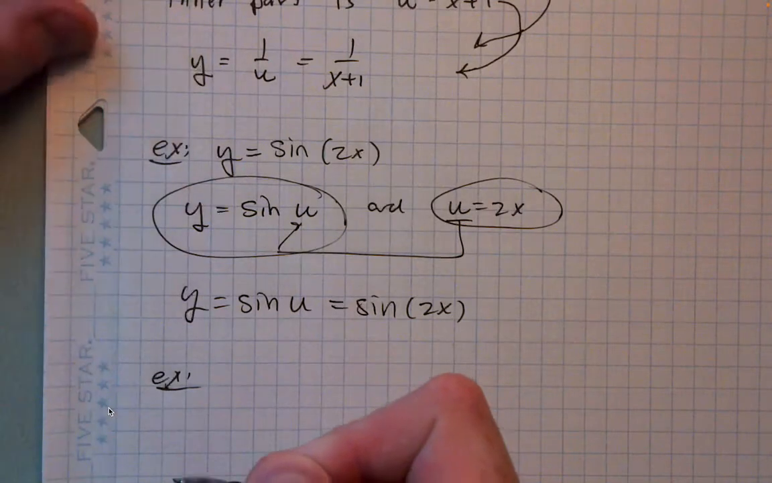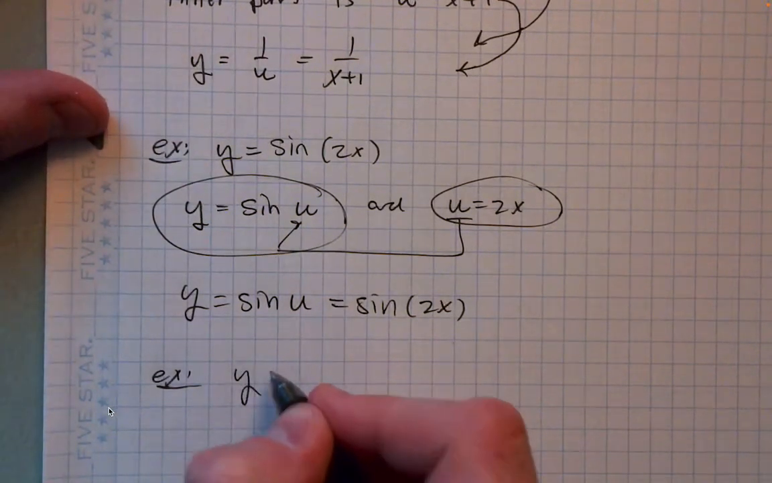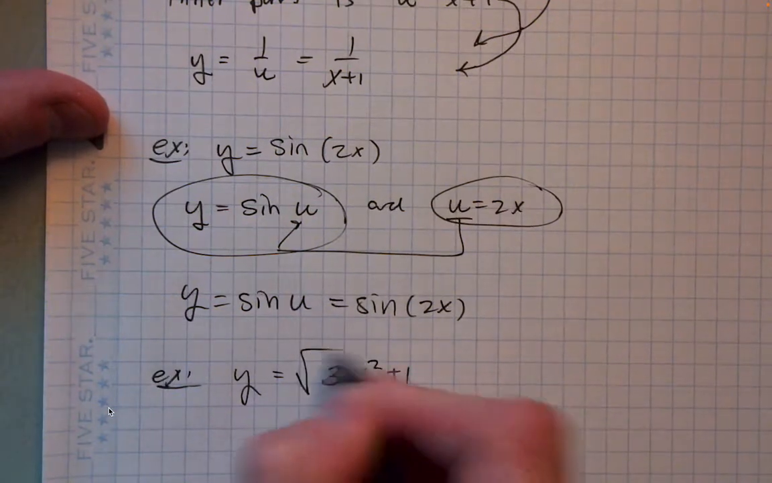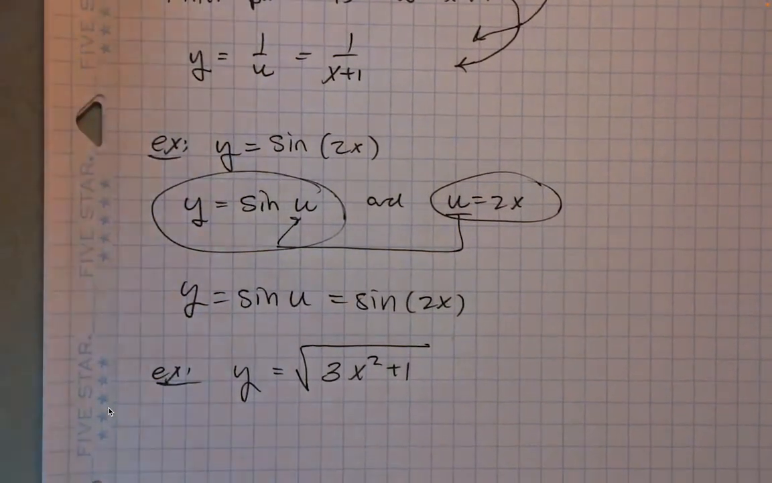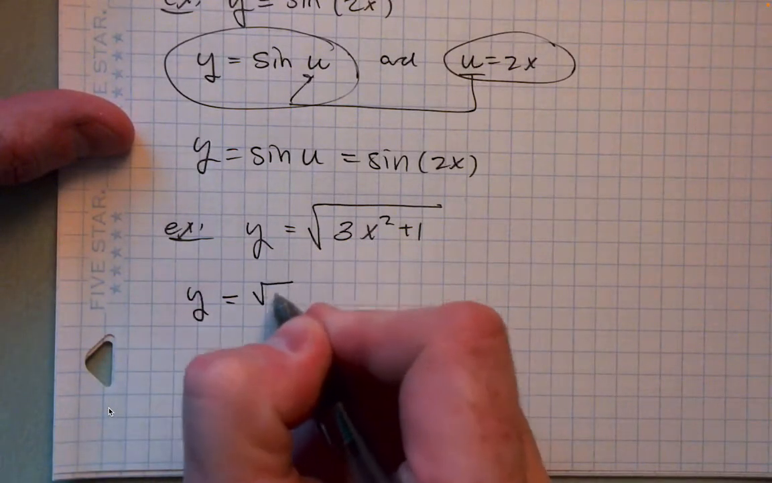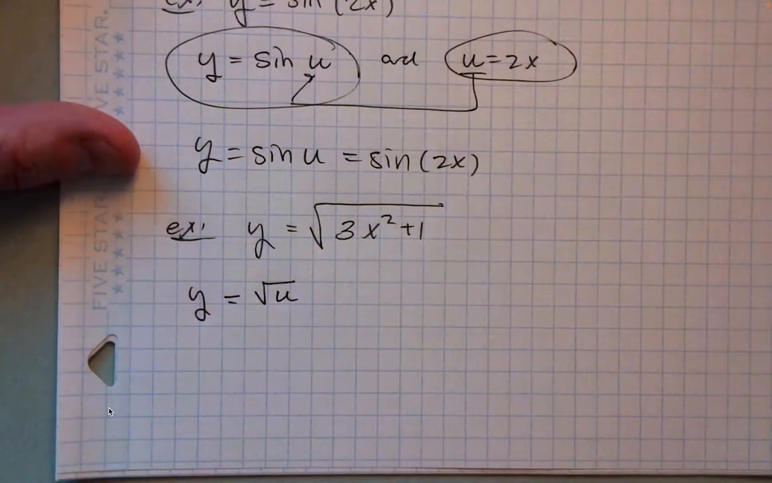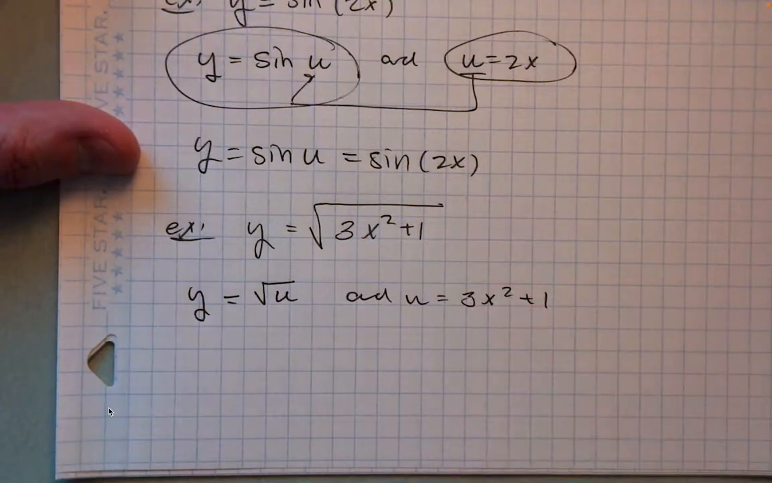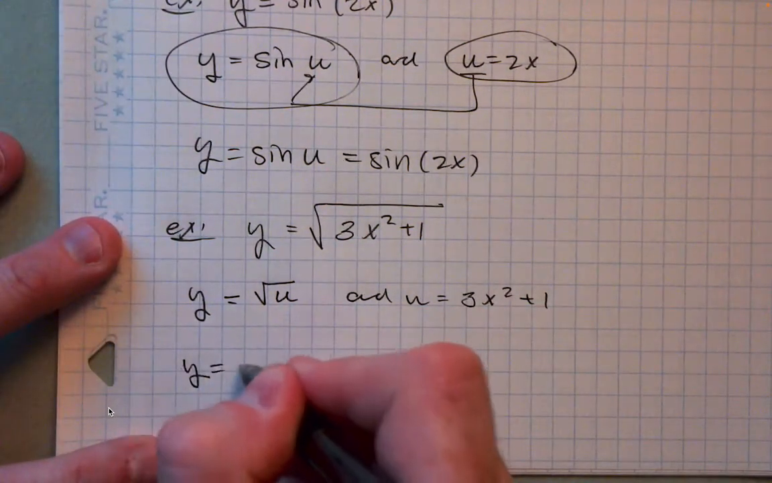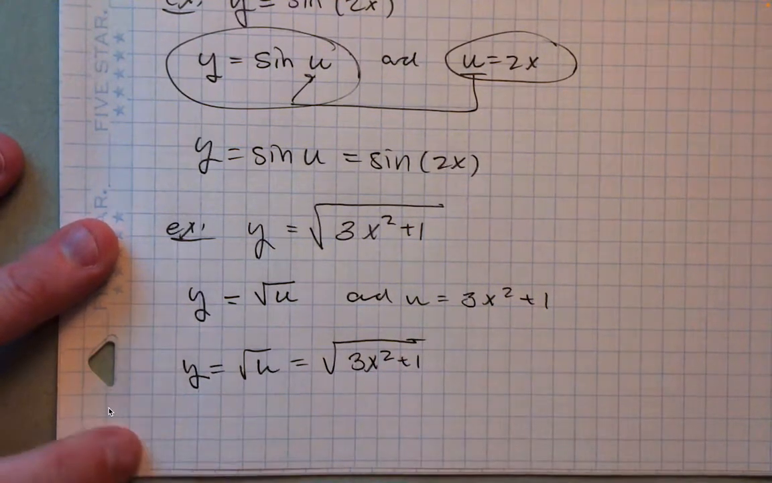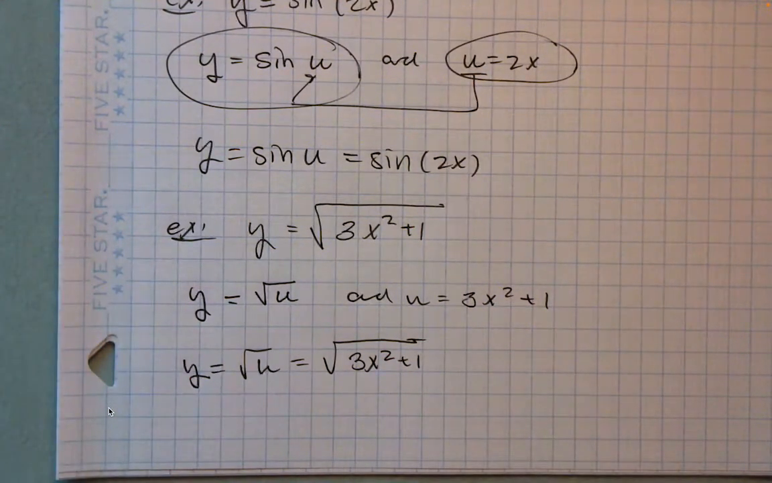Let's do one more like this. This is a common example, a polynomial 3x squared plus 1 inside of a root. The outer function would be y equals the square root of u, and u equals 3x squared plus 1. Then these would combine: y equals the square root of u, which is equal to the square root of 3x squared plus 1. So it combines like that. All right. Very good.